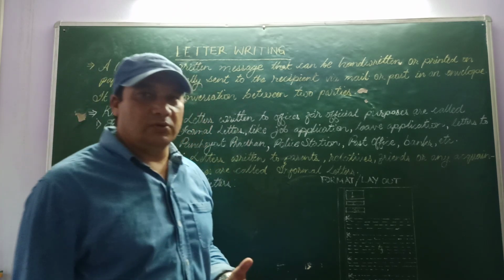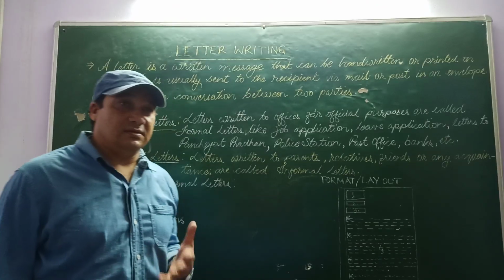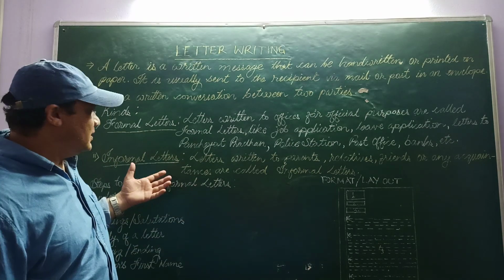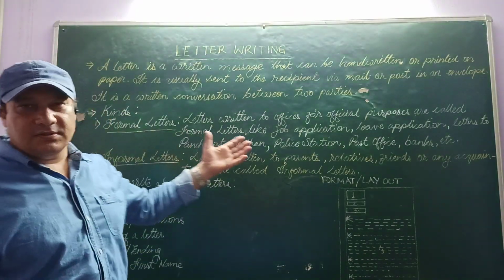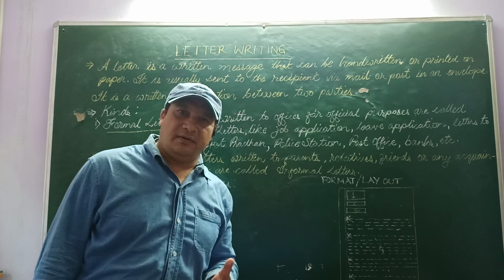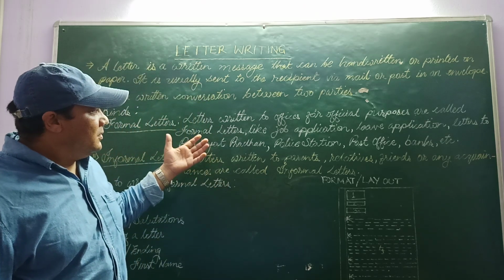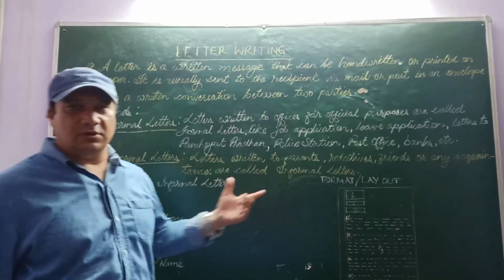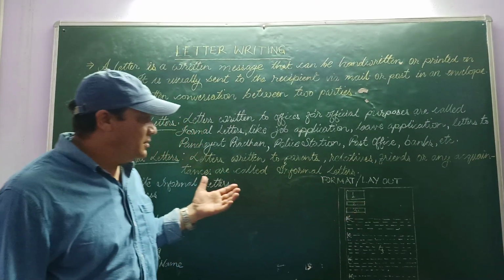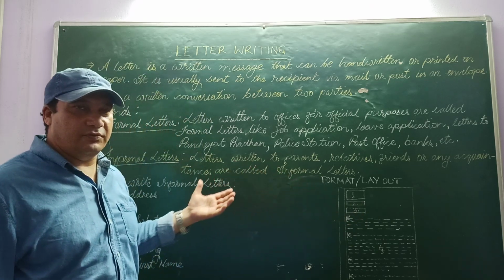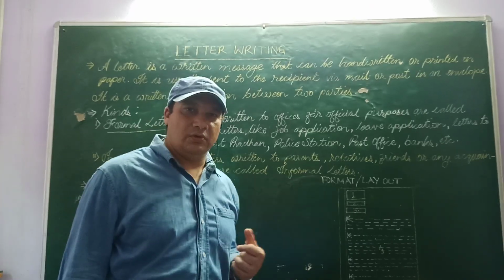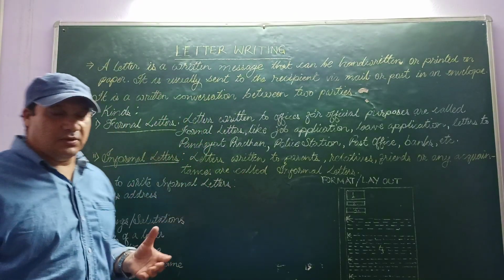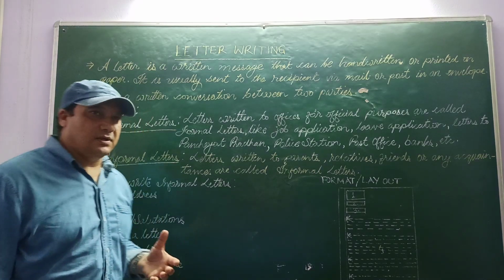And I told you that there are many kinds of letters, but we generally practice two kinds of letters. They are formal letters and informal letters. So formal letters are official letters. They are written in the official pattern. So they are also called official letters. Whereas informal letters are written to known people. So they are informal letters. They are also called friendly letters. They are written in a friendly tone. They are personal letters.